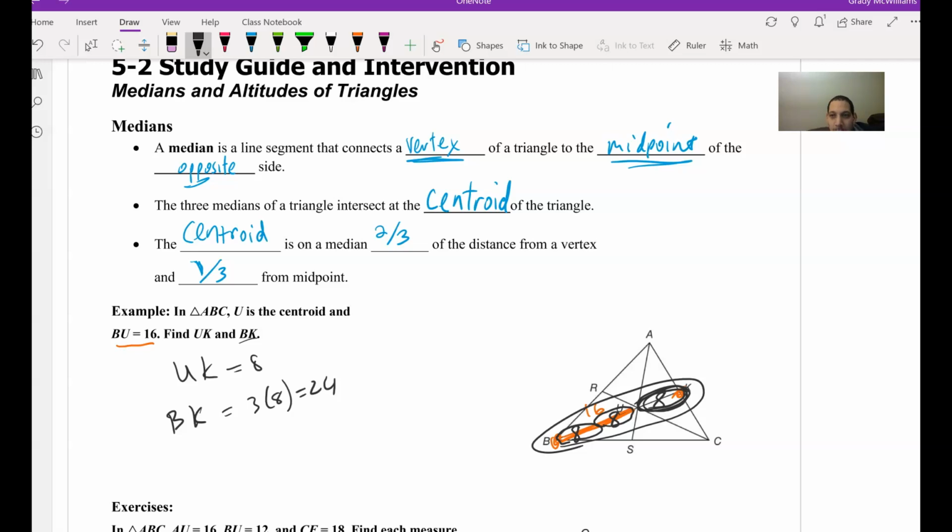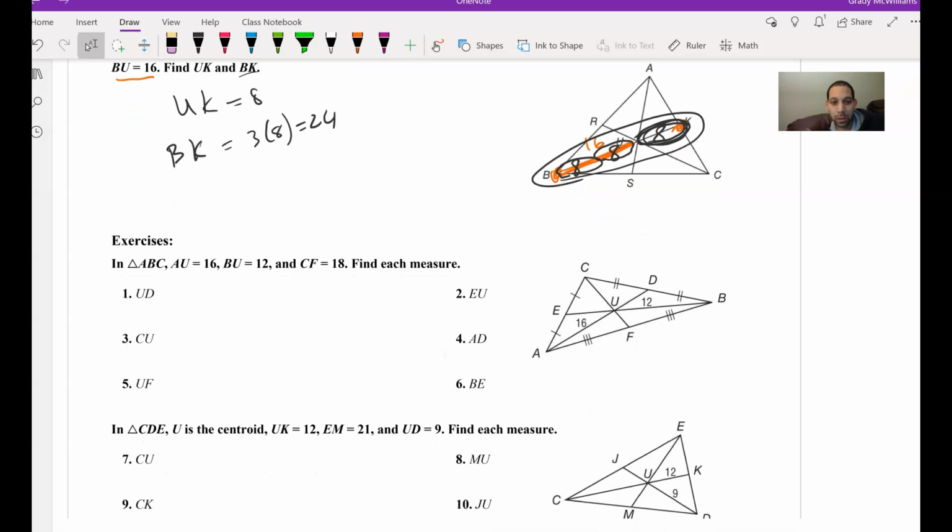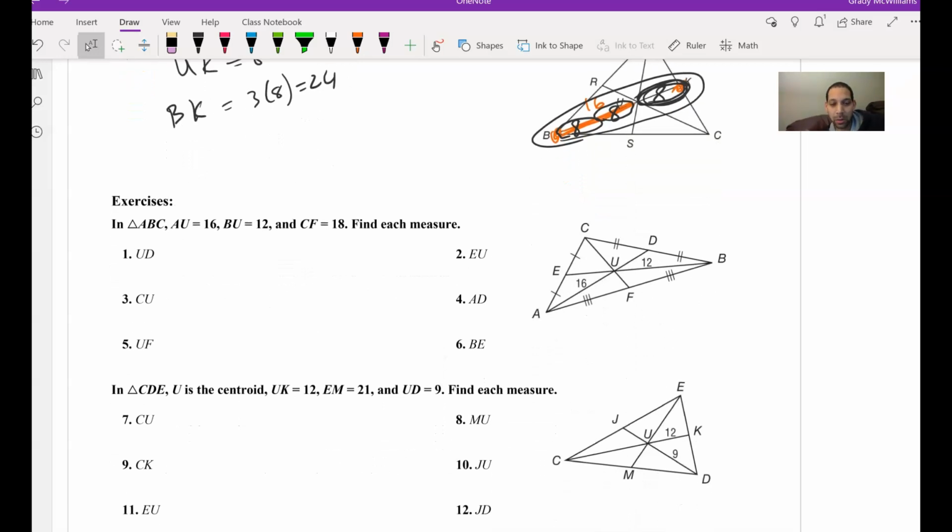All right, so that's basically all the information you need to be able to do the rest of this lesson. I'll do maybe just a couple more. I don't want to do too many of these with you. I want you to try to use your brain a little bit. But AU is 16, so you see AU 16 is already marked on there for you. BU is 12, it's marked there for you. And CF is 18, so CF is not marked, but the whole thing is 18. Okay, you're going to use that information to answer some of these questions.